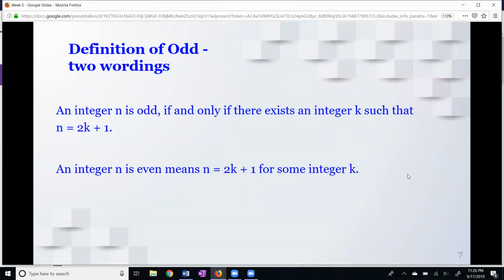Now, odd numbers. What does it mean to be odd? An integer n is odd if and only if there exists an integer k such that n equals 2k plus 1. Remember, k might be a negative number. And a simpler version is an integer... Oops, I have a typographical error here. Let me correct this. Here we go. An integer n is odd means that n equals 2k plus 1 for some integer k.